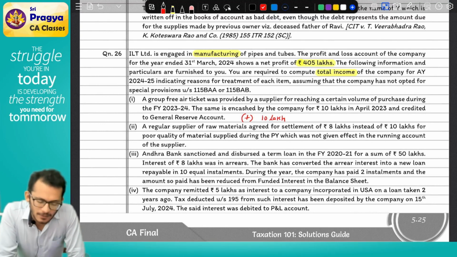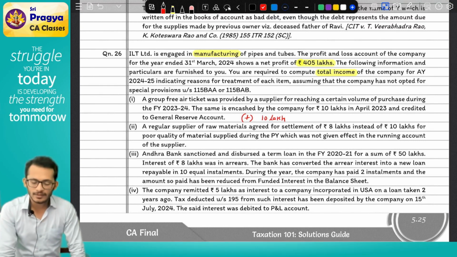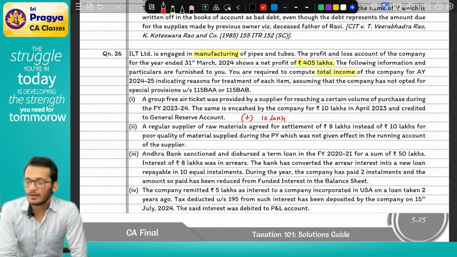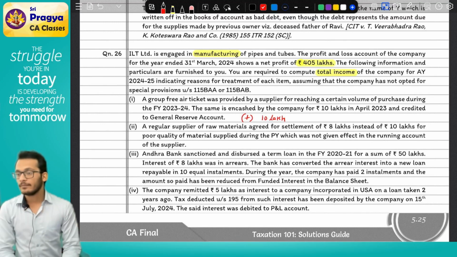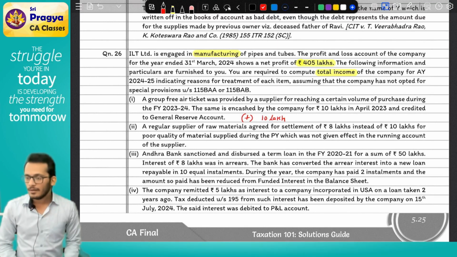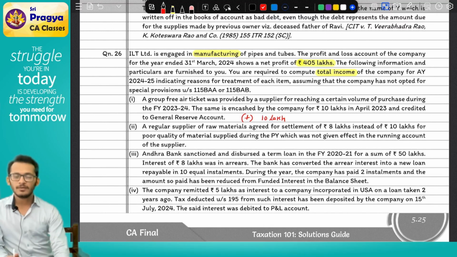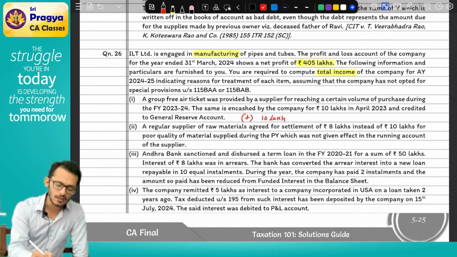So what is happening? A regular supplier of raw materials has agreed for settlement of 8 lakhs instead of 10 lakhs for poor quality of materials supplied during the previous year. The effect of which has not been given in the running account of the supplier. You know that you have to pay less, but you have forgotten to pass the entry. Will income tax be happy? Not happy. Income tax will come and say, I want more income. So therefore, how much will I offer to tax? 2 lakhs. Addition, disallowance.